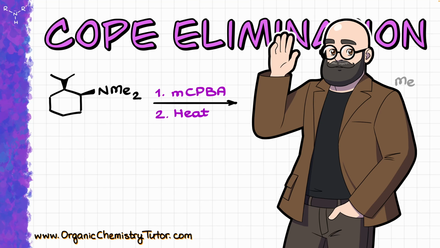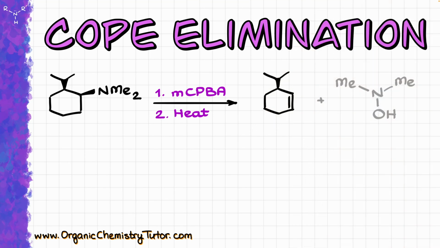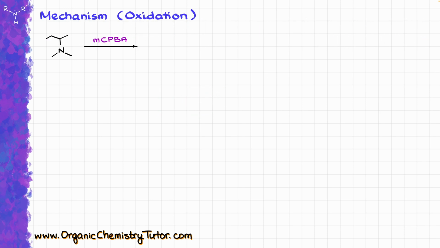Hey everyone, Victor is here, and in this video I want to talk about the Cope elimination, which uses the nitrogen-based leaving group to force the syn elimination, giving us the corresponding alkene. So let's look at the mechanism of this reaction. And the mechanism in the Cope elimination is going to have two distinct phases.